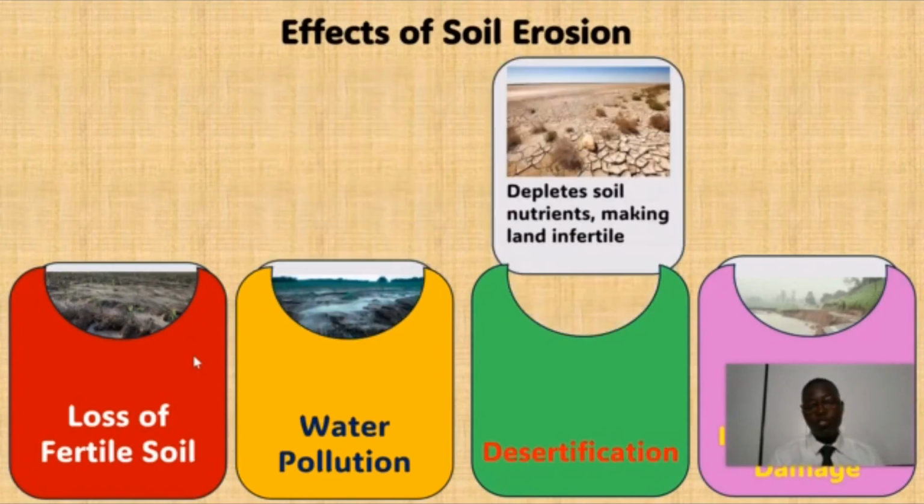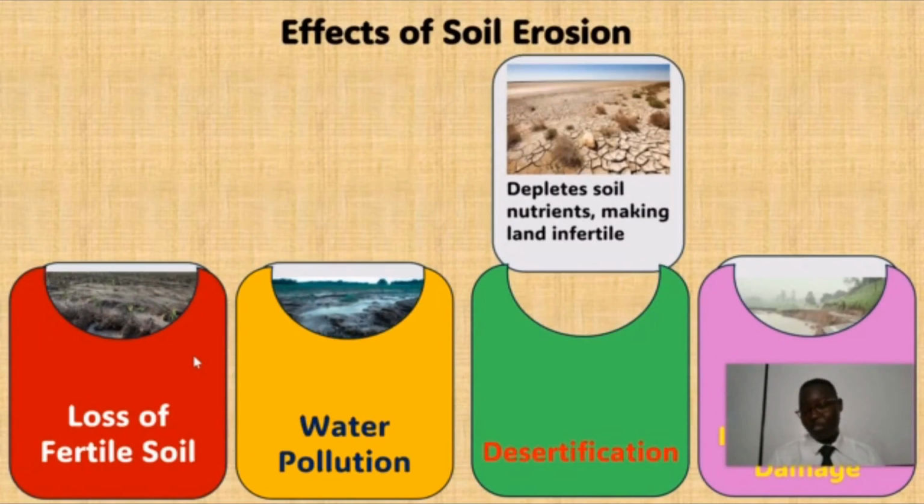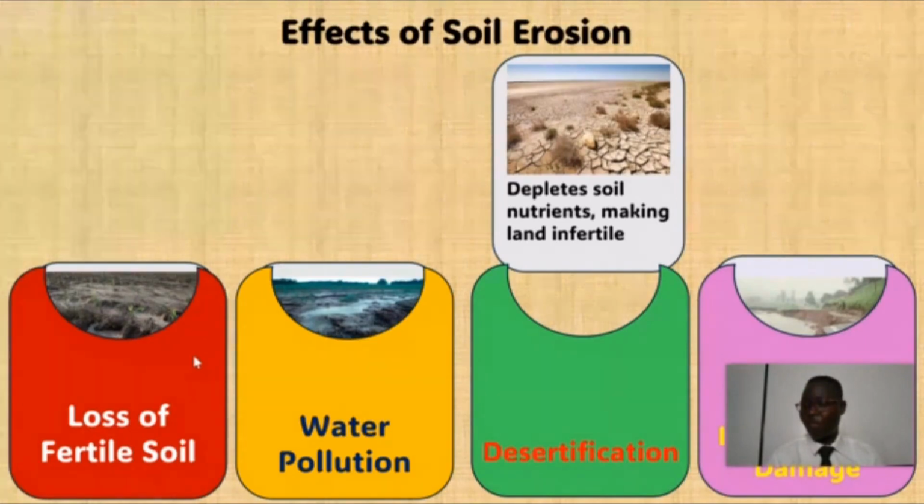Another effect of soil erosion is desertification. When we talk about desertification, from the term desert, you'll find that these are lands that are dry. But even if the land is dry, it doesn't mean that the land does not have nutrients. And so when continuous erosion takes place on land that is dry, it depletes the soil nutrients on that land, making that land barren or infertile.